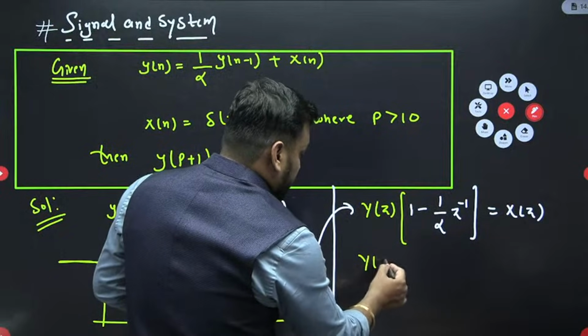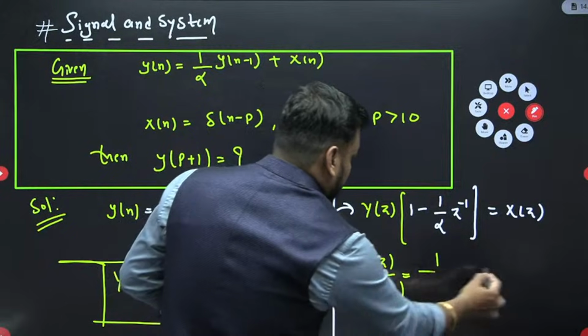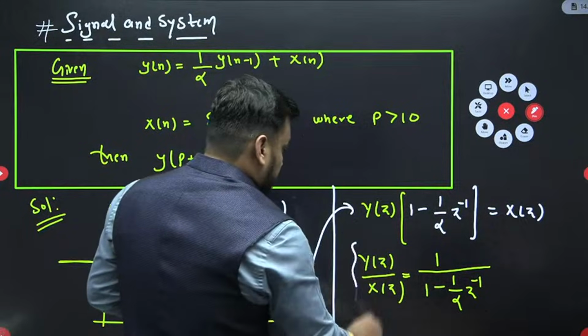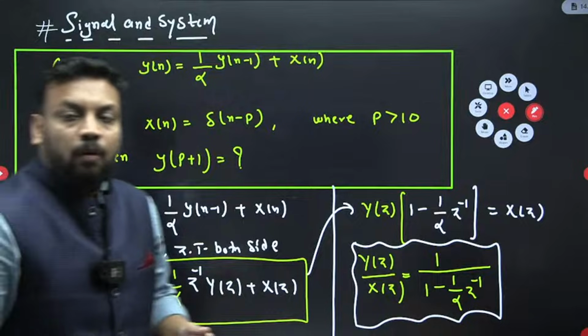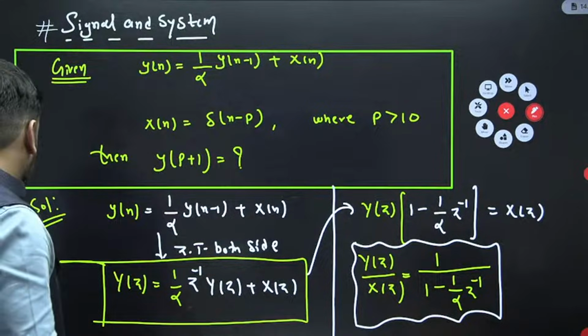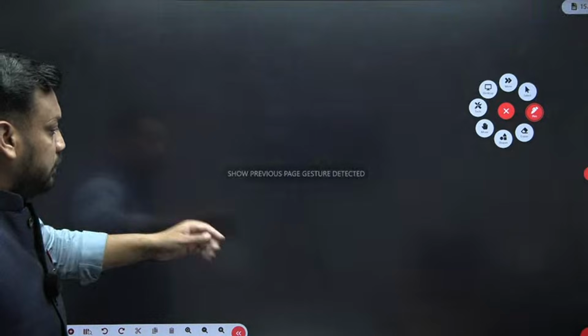Now finally what we have? We have Y(z) upon X(z) is nothing but 1 upon 1 minus 1 by alpha z inverse. Now can you please confirm you got this value? How many of you solved this type of question? How many solved this question, guys? Tell me. This is very important for other streams as well, like ECE and EE.